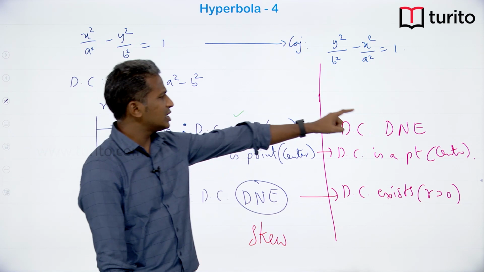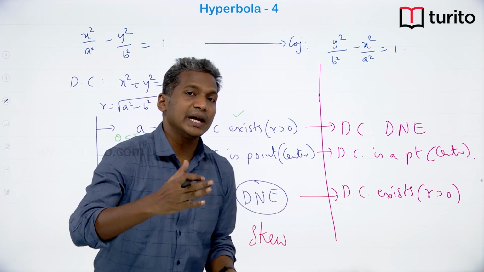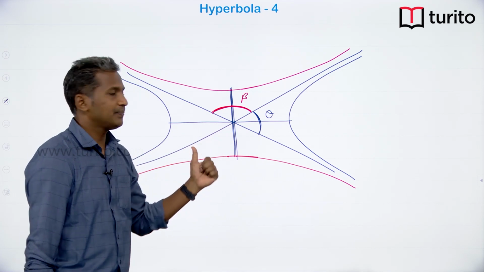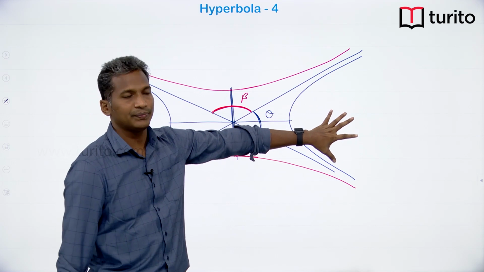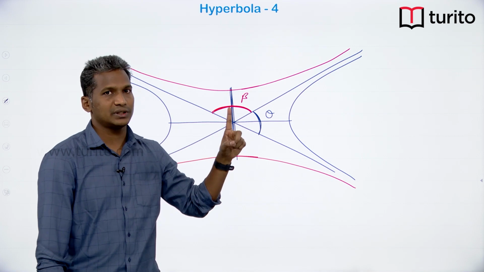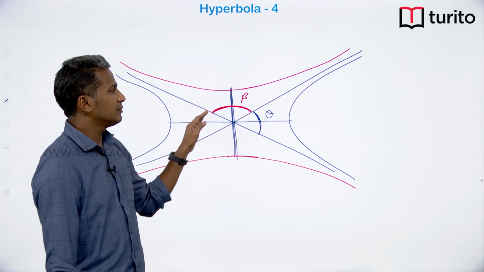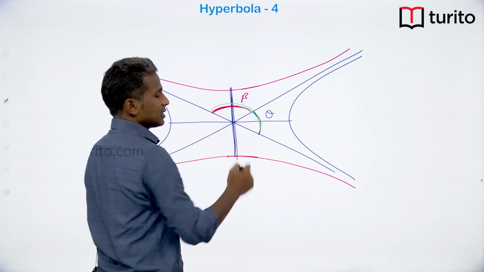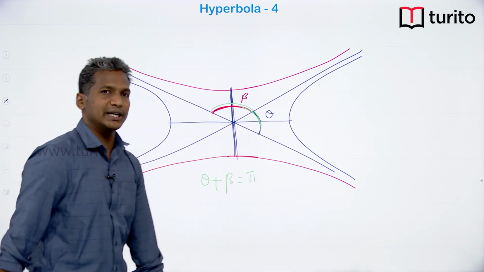Similarly, for the conjugate hyperbola we should take the angle between the asymptotes not as theta but as beta. Theta is the angle between the asymptotes of the blue hyperbola. For the red hyperbola, beta shall be taken as the angle between the asymptotes. Remember this, do not make this mistake. Because these two angles are supplementary, theta plus beta is always pi, that is, 180 degrees.